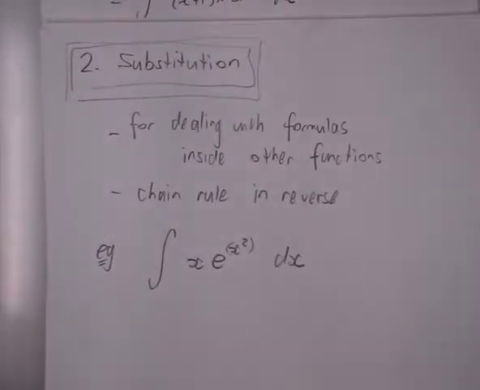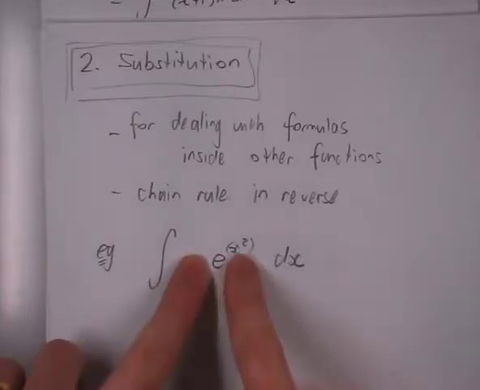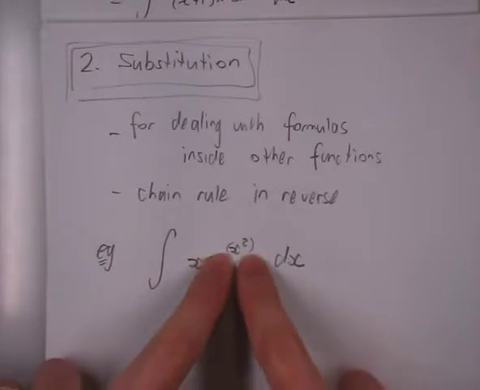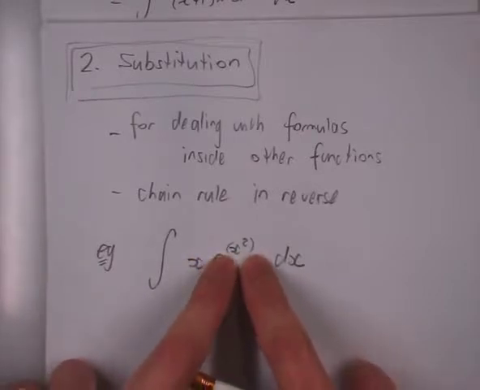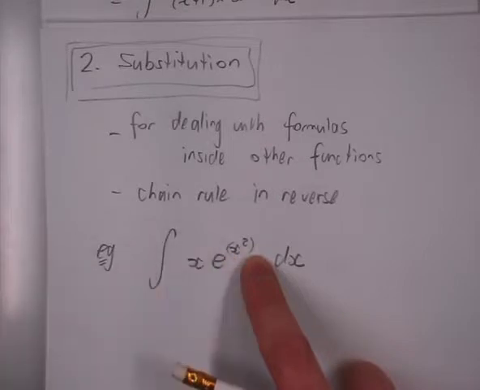So my advice for doing substitution, knowing when to do it, is when there's something inside another function. I know what e to the x is and how to cope with that, but I've got x squared inside it instead. So that's telling me that substitution is probably the thing I need to do.